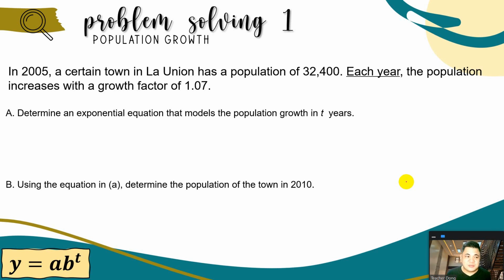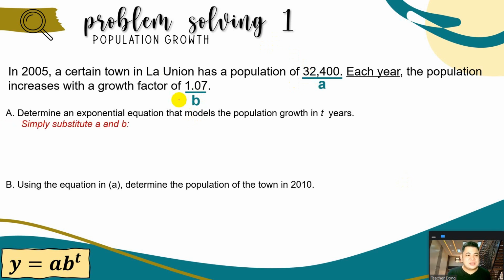So we will start with 2005. Alright, and the population that we need to solve is the population in 2010. Now, let's label 32,400 as our a. What do we call a? The starting value. And of course, we have 1.07. This one is what we call the growth factor because we're talking about population.